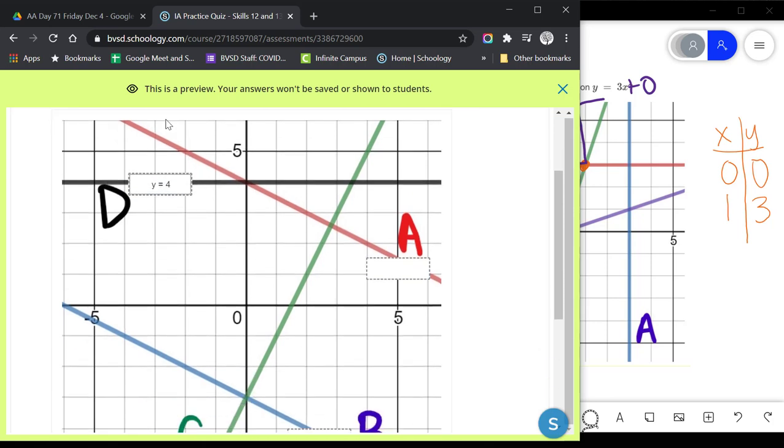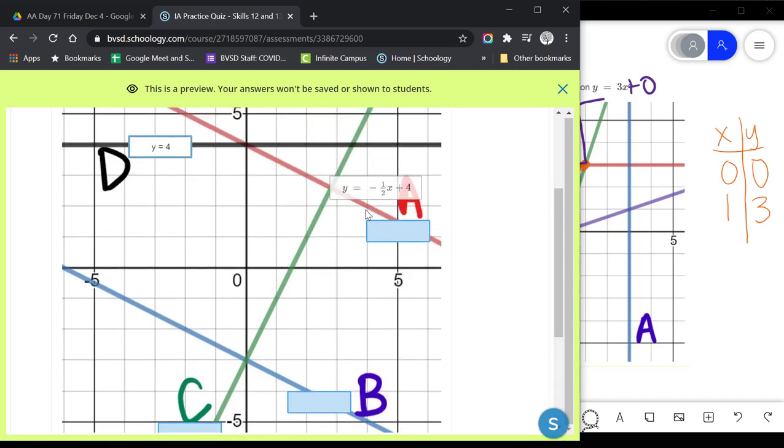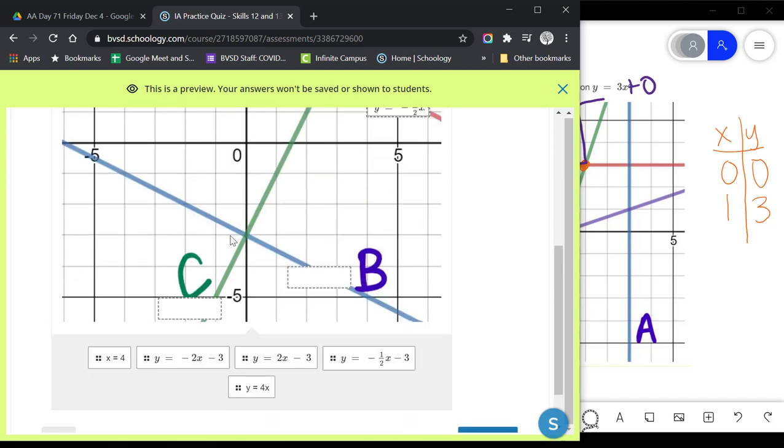So notice that line A must have a negative slope, and I can see here that it's got a y-intercept of 4 and a slope of down 1 over 2. Okay, so a negative 1/2 slope and a y-intercept of 4. That's got to be this equation right here for letter A. All right, letter C. It intersects the y-axis here at negative 3 and then goes up 2 over 1. So that's a slope of 2 and a y-intercept of negative 3.